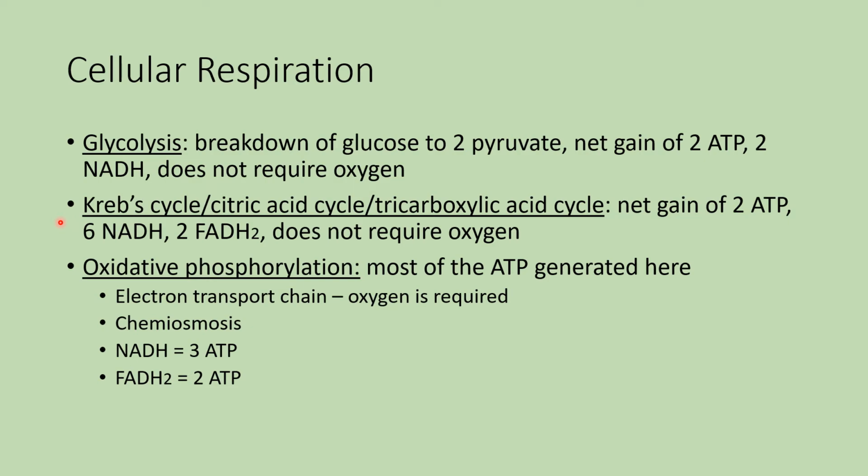The Krebs cycle, which is also known as the citric acid cycle, which is also known as the tricarboxylic acid cycle. In microbiology, we tend to call it the Krebs cycle. Biology calls it the citric acid cycle. Chemistry calls it the tricarboxylic acid cycle. It's all the same thing. And here you're going to break down that pyruvate. Once again, a net gain of 2 ATPs. You'll have 6 NADHs, 2 FADH2s. These are also electron carriers, which we're going to see in the next step.